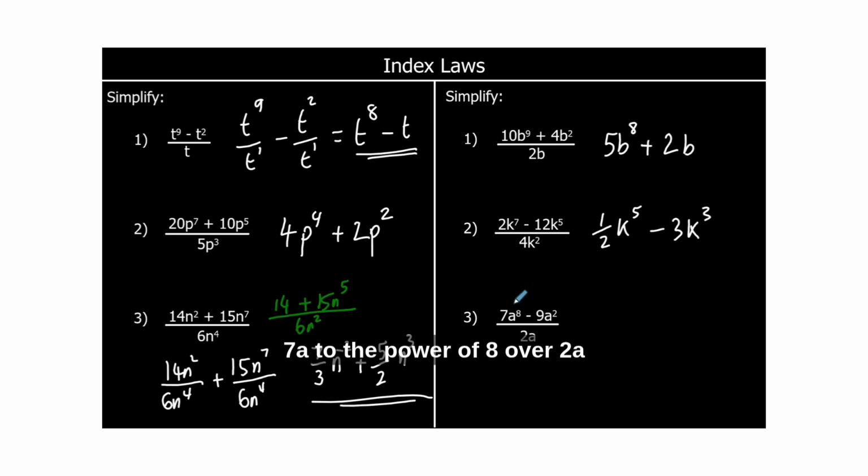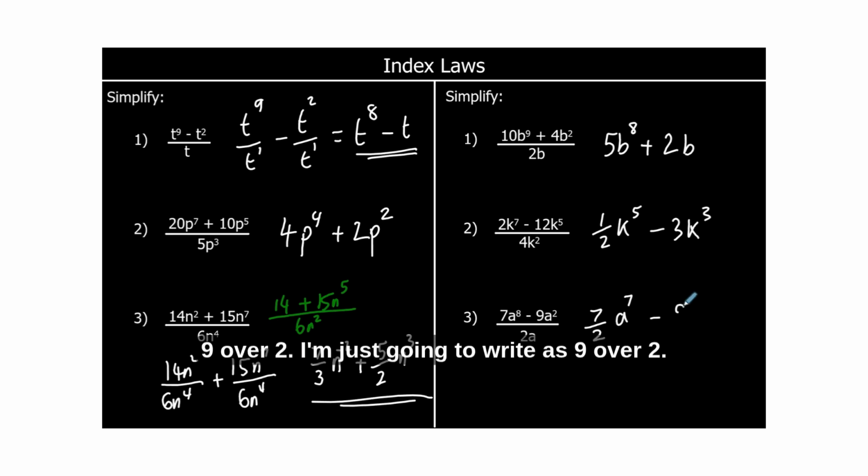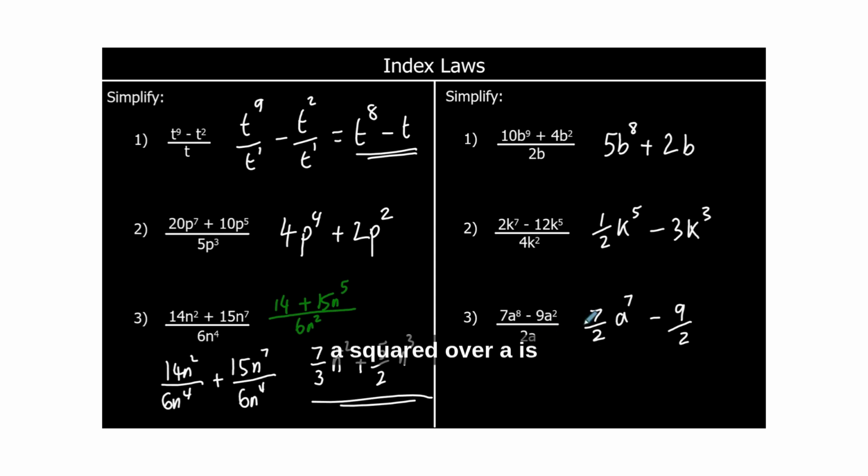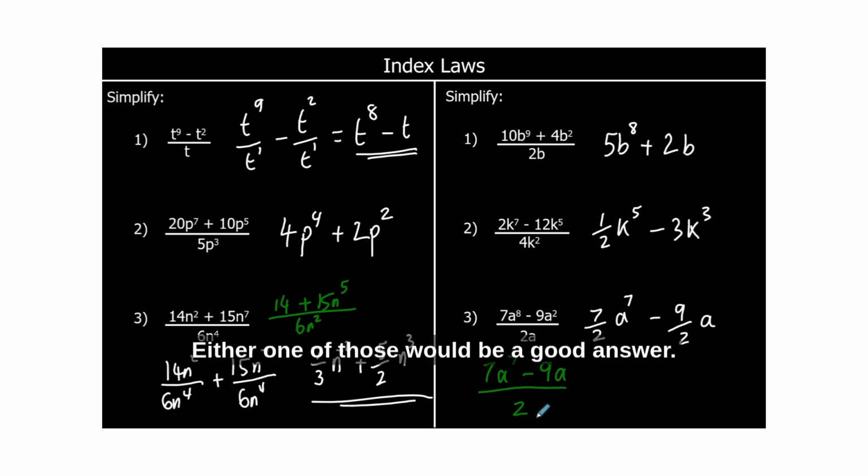7a to the power of 8 over 2a. I'll write as 7 over 2 a to the power of 7 minus 9 over 2. I'm just going to write as 9 over 2. a squared over a is just a. And again, with this one, we could have just divided everything by a and had 7a to the power of 7 minus 9a over 2. Either one of those would be a good answer.